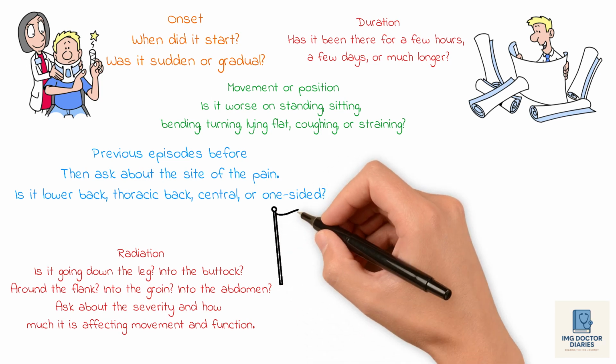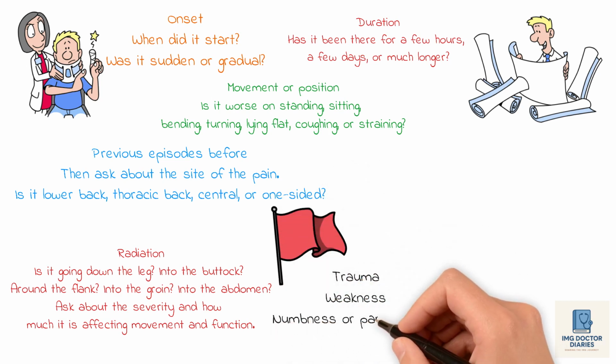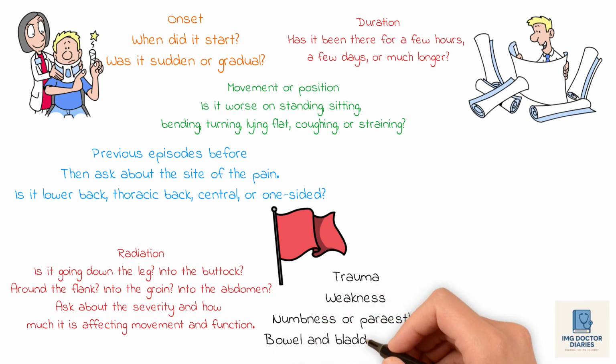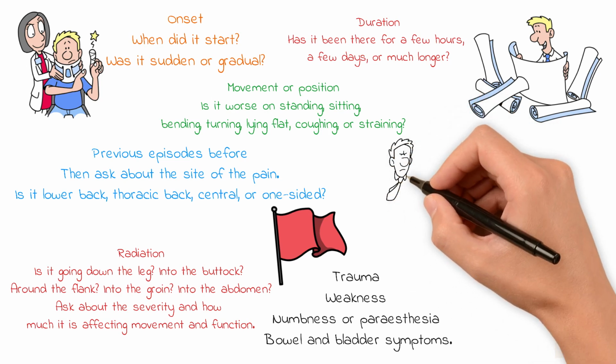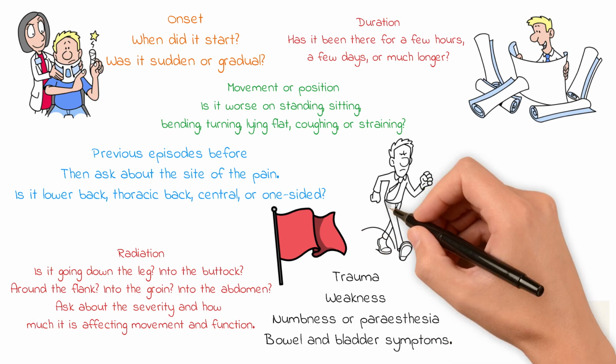Then move quickly into the important red flags. Ask about trauma. Ask about weakness. Ask about numbness or paresthesia. Ask specifically about bowel and bladder symptoms. This is really important. Any urinary retention, difficulty passing urine, loss of urinary sensation, incontinence, reduced awareness of bladder fullness, bowel dysfunction, or saddle numbness should make you think seriously about cauda equina syndrome. Ask whether the symptoms are bilateral, because bilateral leg pain or bilateral neurology can be more concerning. Ask about difficulty walking or legs giving way.